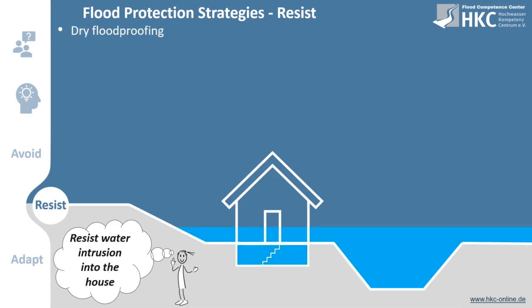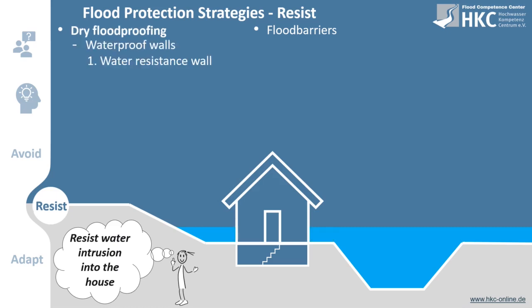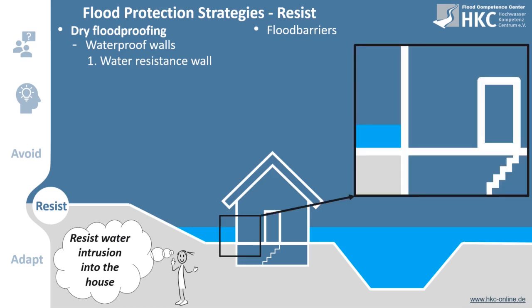Resistance strategies can be separated into dry floodproofing, where the protection is implemented directly on the house, comparable to a protective layer, or through flood barriers, which are implemented around the house to create a protected area where the house is located. For new houses, water-resistant walls can be constructed through the utilization of waterproof concrete. For retrofitting of old houses, outside walls can be coated with waterproof materials such as oil-based materials, water-resistant textiles, or other waterproofing compounds.